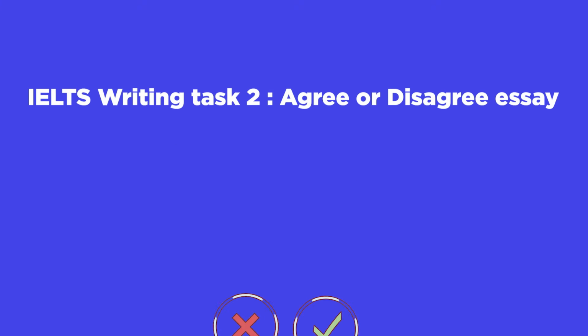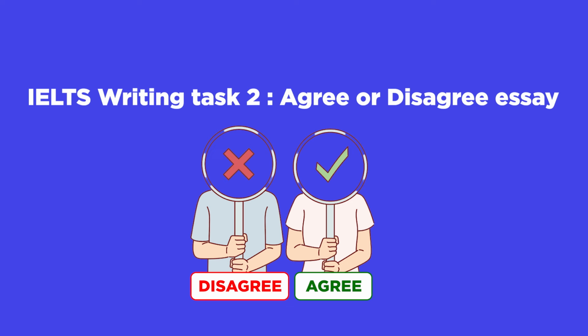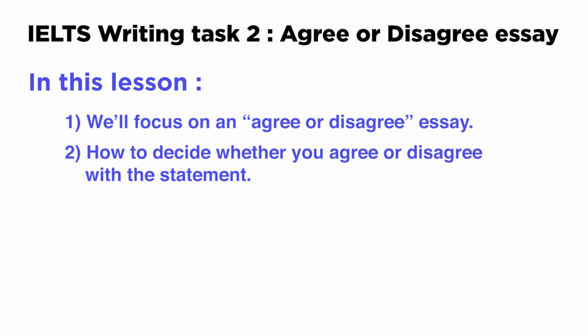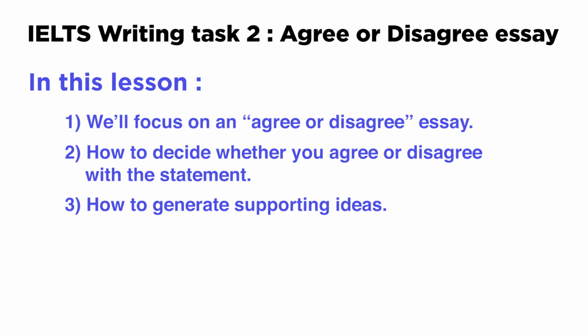Today, I'm going to guide you through how to write a Band 9 essay for IELTS Writing Task 2. In this lesson, we'll focus on an agree or disagree essay. I'll first give you a sample question, then show you how to decide whether you agree or disagree with the statement, how to generate supporting ideas, and finally, we'll write a Band 9 answer together. Are you ready? Let's get started.